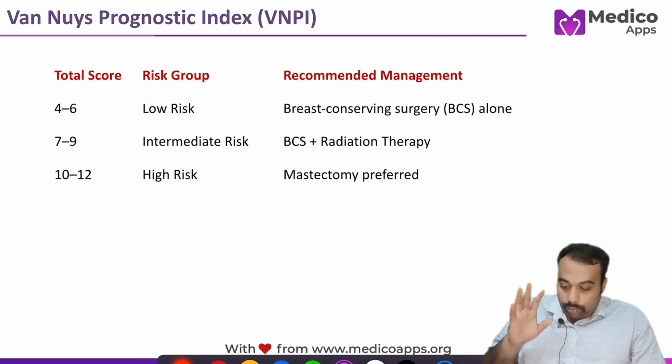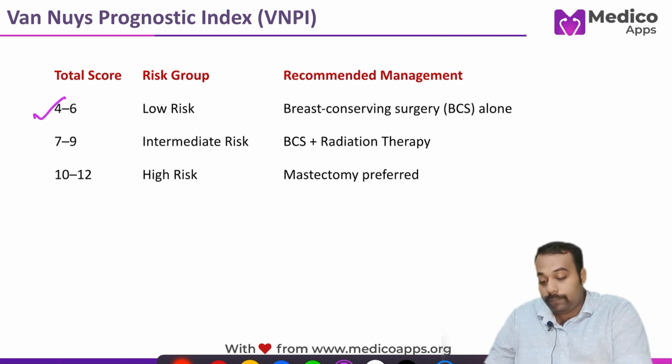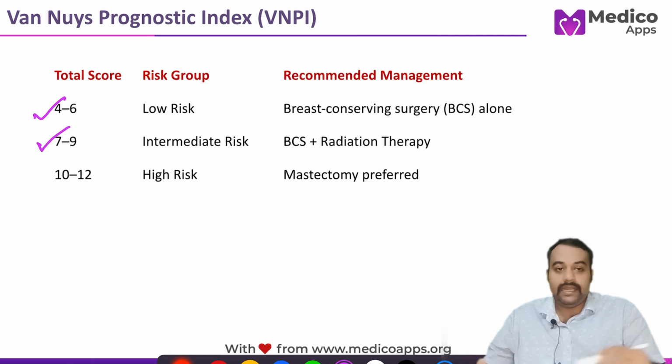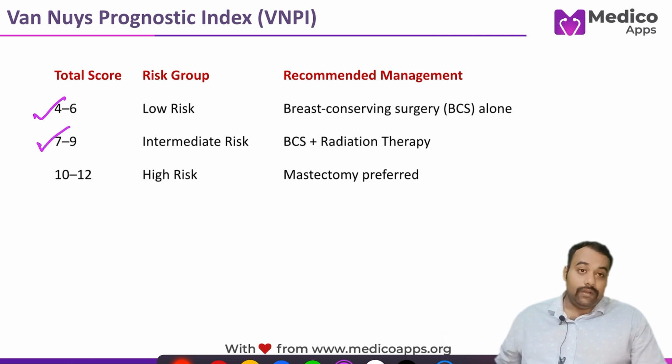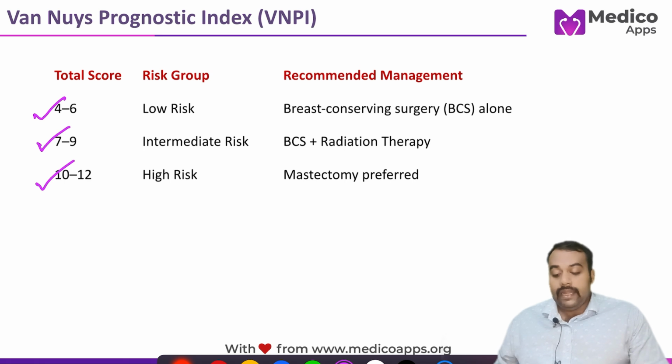So your total score is around 4 to 6 in case of the low risk group, right? But in case of the intermediate risk group, it is basically 7 to 9. A 7 to 9 score is associated with intermediate risk, and 10 to 12 is basically your high risk patients.